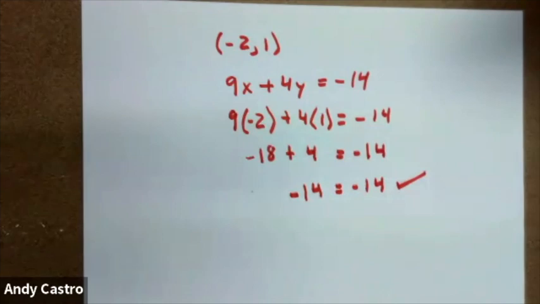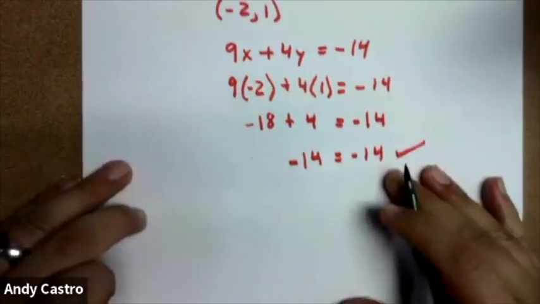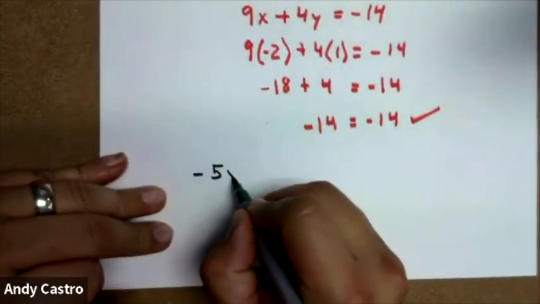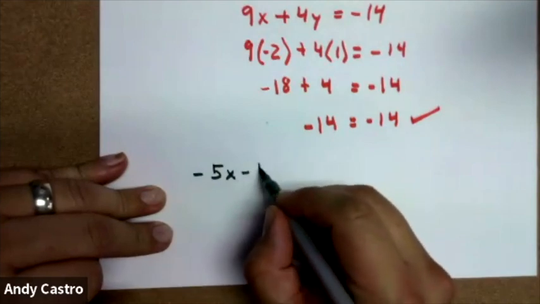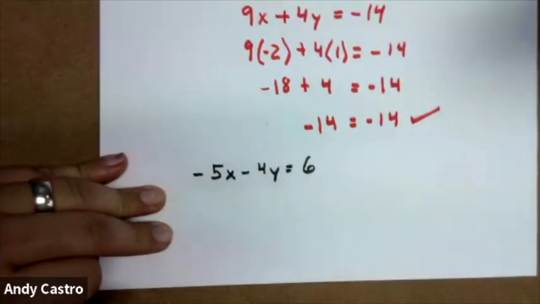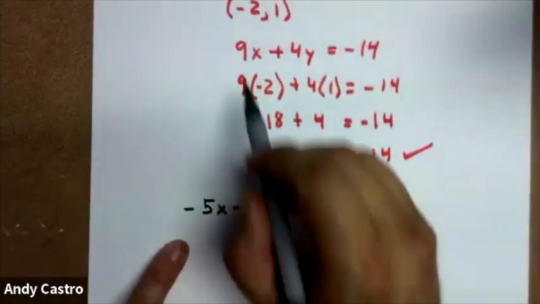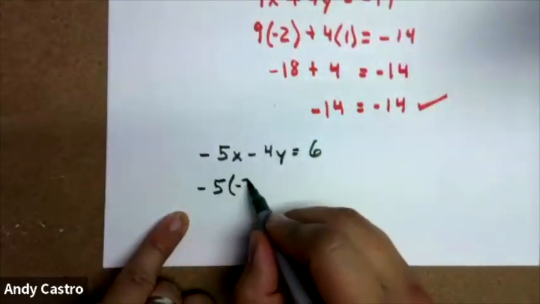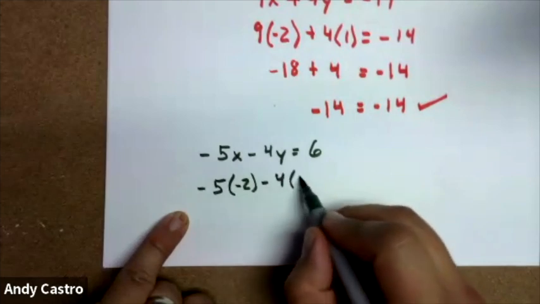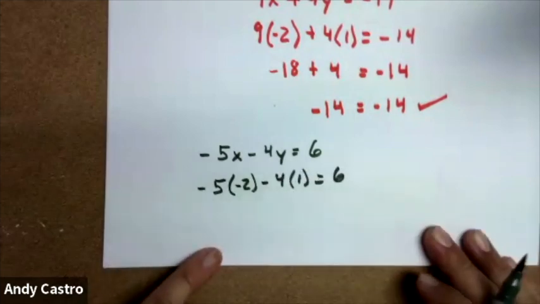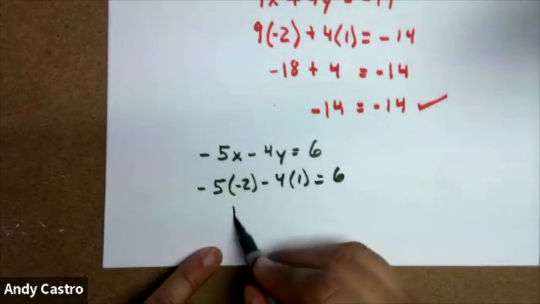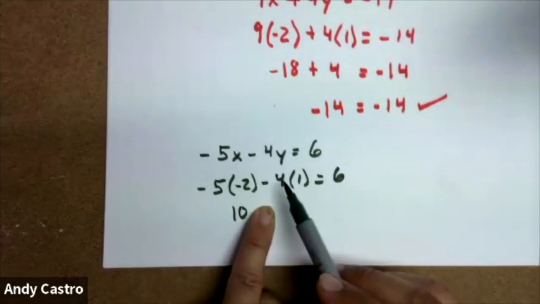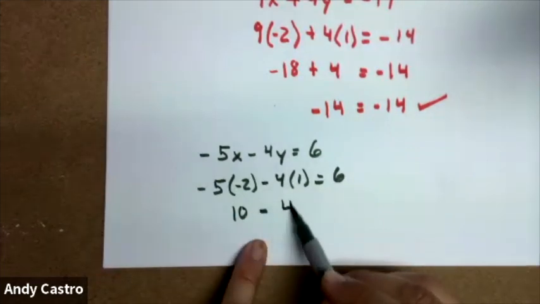Now let's try the other one. So using negative 2 and 1, we have the equation negative 5x minus 4y is equal to 6. So here, I'm going to plug in negative 2 and 1. Negative 5 times negative 2 minus 4 times 1. Does that equal 6? Negative 5 times negative 2 is 10, and negative 4 times 1 is negative 4.